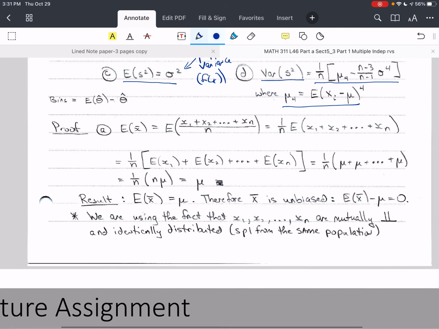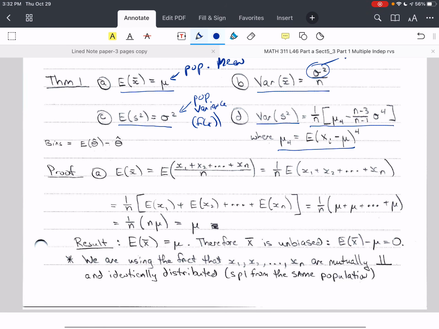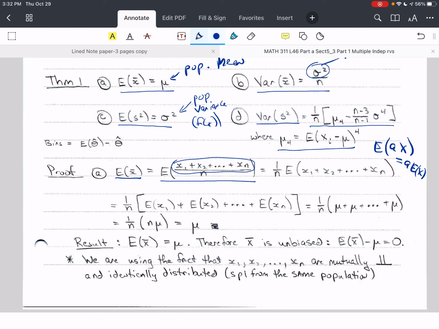All right. So let's look at the proof of A. This is a very simple proof, and so we're going to say the expected value of x bar, we substitute in for x bar. And so that's x1 plus x2 plus x3 all the way up to xn, divided by n. Well, n is a constant, so I can rewrite this as 1 over n times this quantity. And for the expected value, if I have e of ax, that's equal to a times e of x. That was one of the theorems that we proved. So I can pull the constant out in front of the expectation.